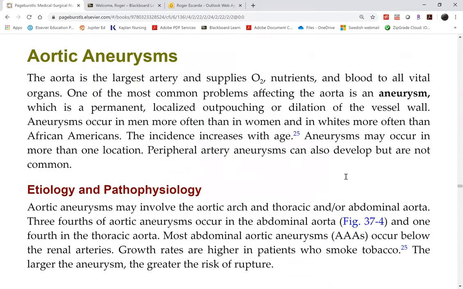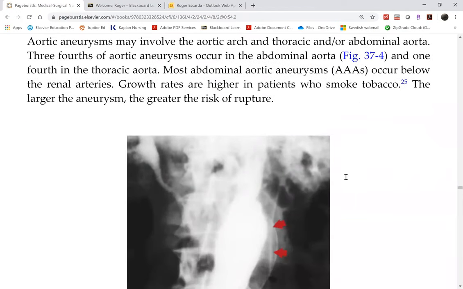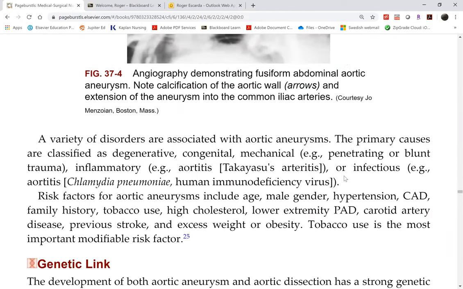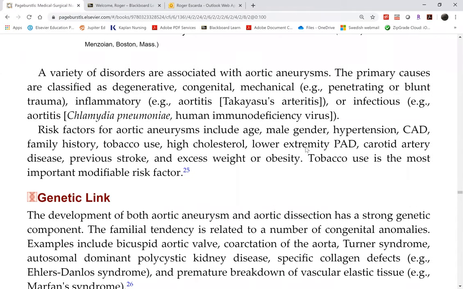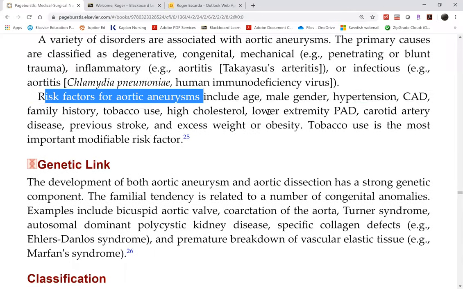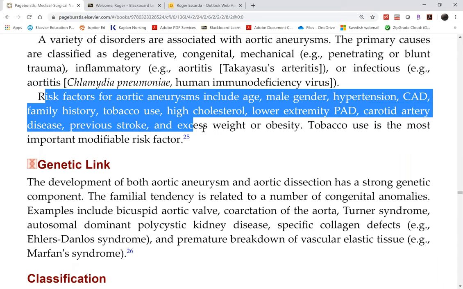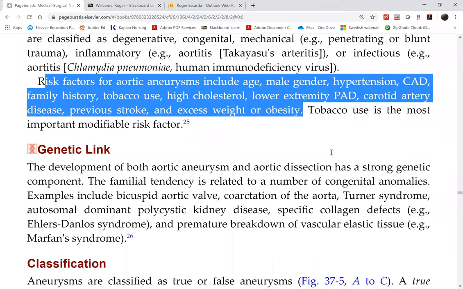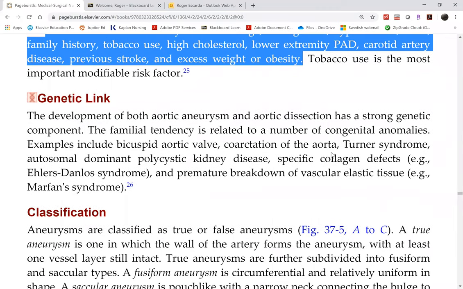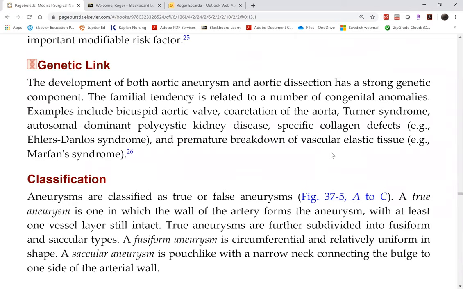Let's look at the factors first. Okay, so how do these form? Major risk factor is hypertension. Here you go. So hypertension, male gender, CAD, tobacco, high cholesterol, PAD, right? And then obesity. Tobacco is the most serious risk factor. Plus, if you add hypertension to that, so you already have a weakened or a thickened artery because of smoking. Now you add hypertension, so that will weaken it, and then it may cause it to rupture eventually.